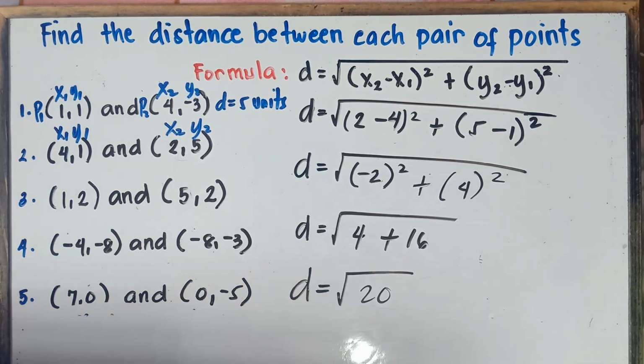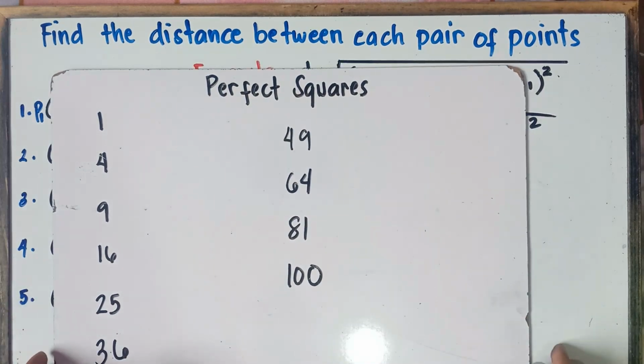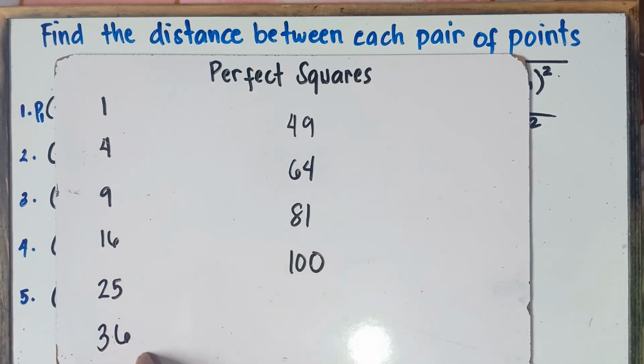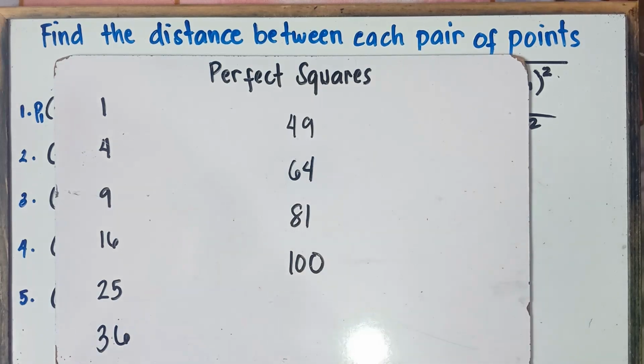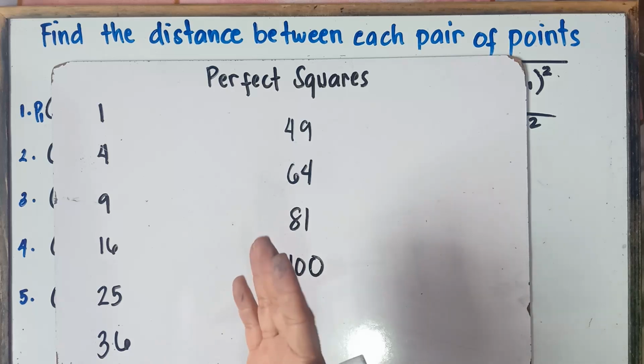Now 20, class, is not a perfect square. Once again, these are the perfect squares: 1, 4, 9, 16, 25, 36, 49, 64, 81, 100. And 20 is not a perfect square. 20 is not here. These are the perfect squares because the square root of each of these numbers, the answer, is a whole number.